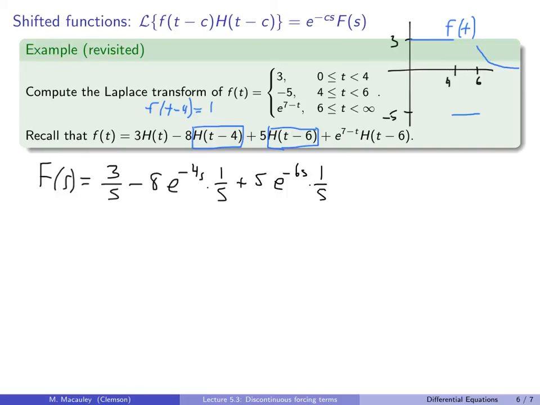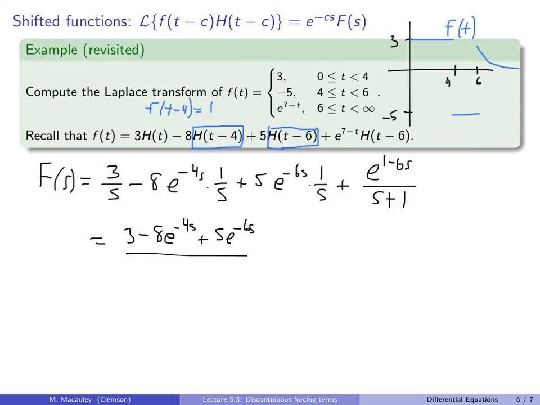And then this last term is what we did on the previous slide. If I remember right, it is e to the 1 minus 6s over s plus 1. So if you want to, you don't have to, but you can collect terms and write this as 3 minus 8 e to the minus 4s plus 5 e to the minus 6s all over s, and then add this to e to the 1 minus 6s over s plus 1.